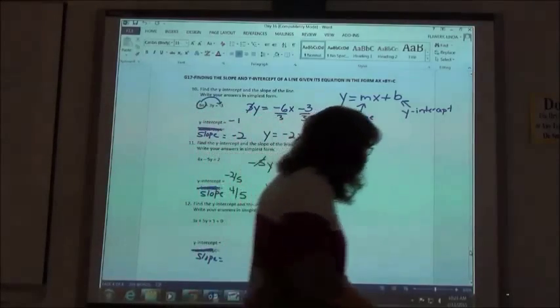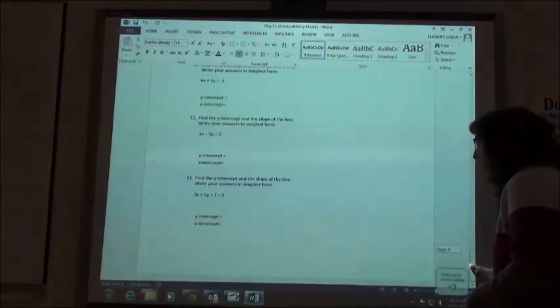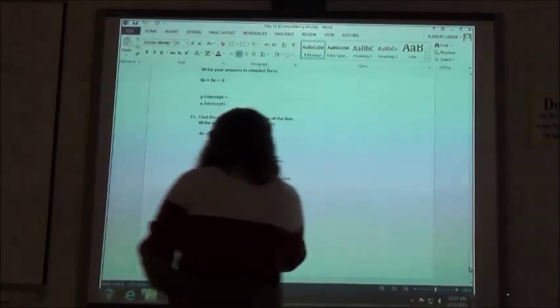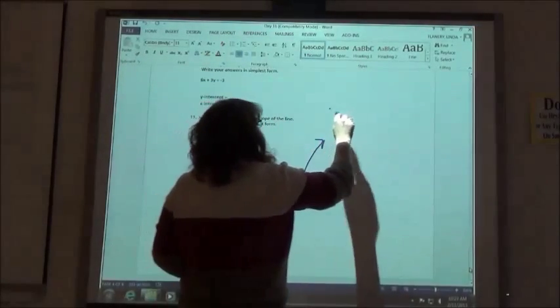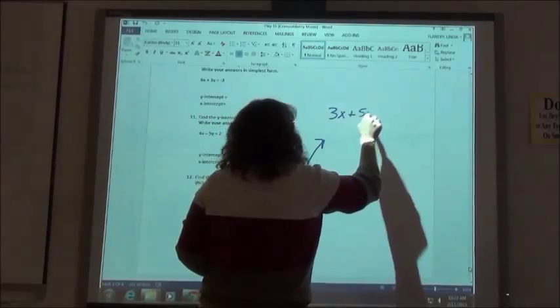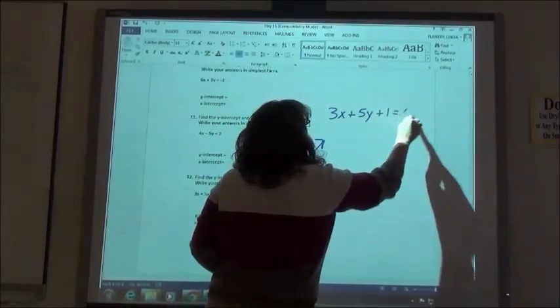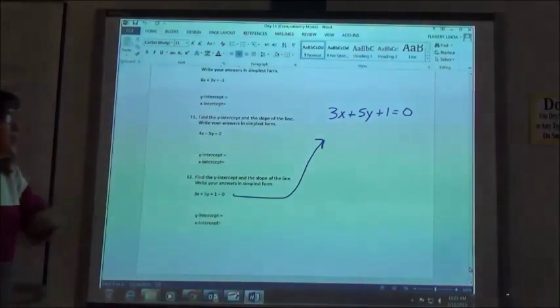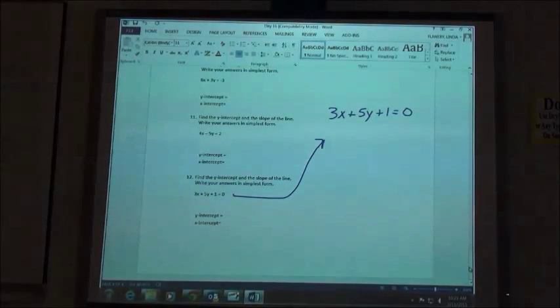And unfortunately, I'm way down at the bottom of my page, so I can't move that up very far. I'm going to rewrite it over here. If I have 3x plus 5y plus 1 equals 0, I still want to go ahead and solve that for y. If I'm going to solve that for y, either I can move the y over or I can move the 3x and the 1 over. It doesn't really matter. Which ones do you want to move? Do you just want to move the y over, or do you want to move it the other way? Just the y. Just the y, okay.